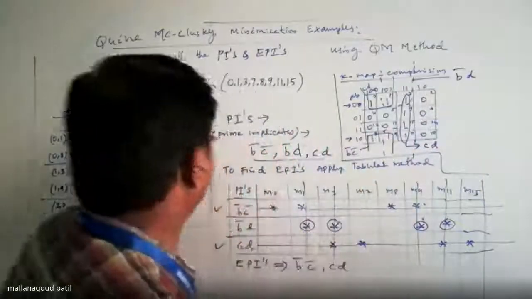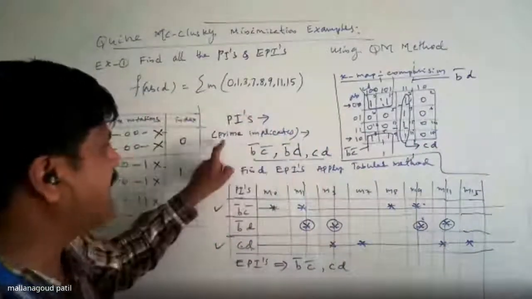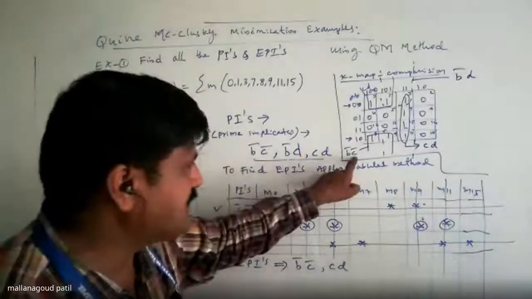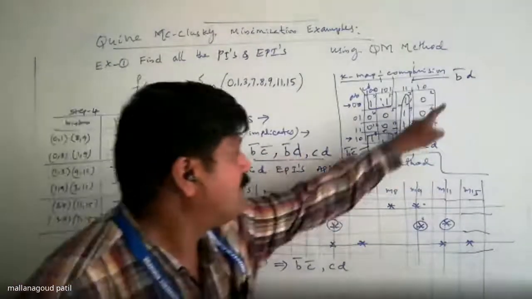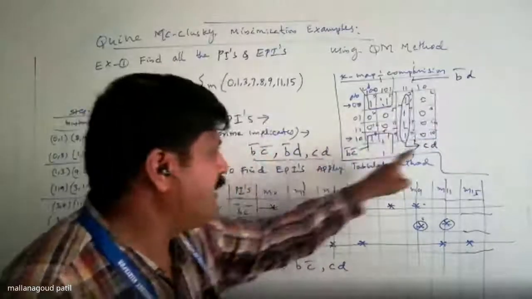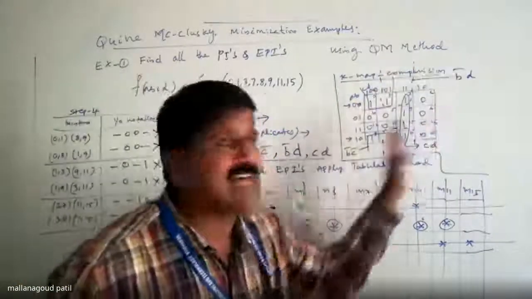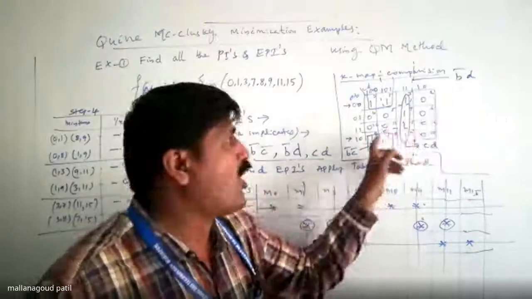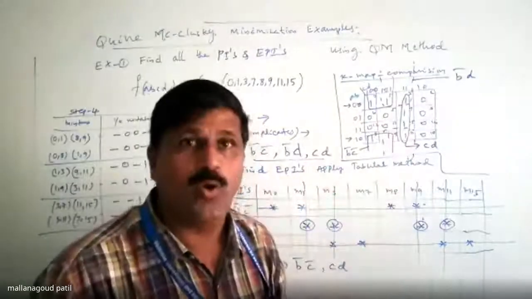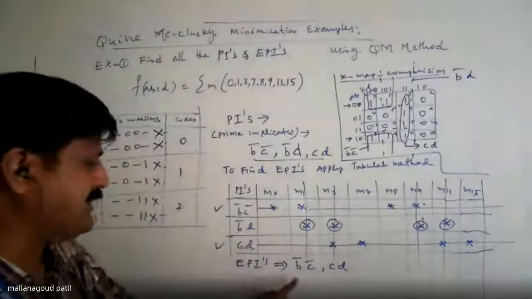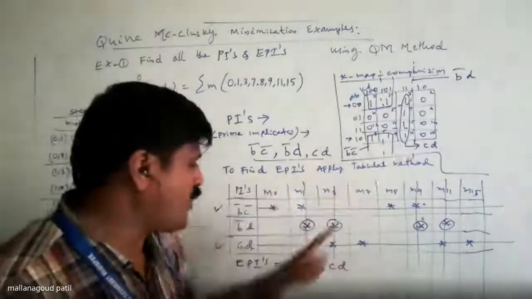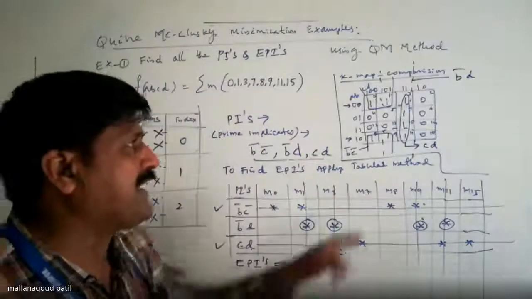Now you check here. How many implicants have you found using the QM method? B bar C bar, which is there. B bar D, which is there. CD, which is there. How many PIs are there? 3. PIs are 3. Then are all essential prime implicants? No. Which two are the EPIs? B bar C bar and CD. These two are the essential prime implicants.